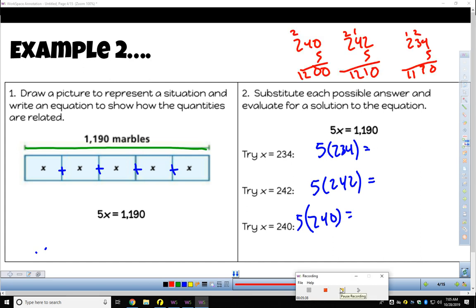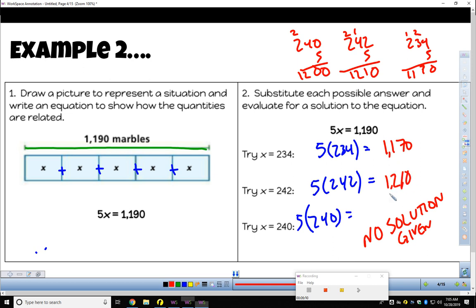You'll notice my margin math at the top of the screen, but there is no solution given here, because each of the things that they provided, 234 gave me a value of 1,170. 242 gave me a value of 1,210. And 240 gave me a value of 1,200. None of those work. So again, it is okay if there is no solution. We just need to say that.